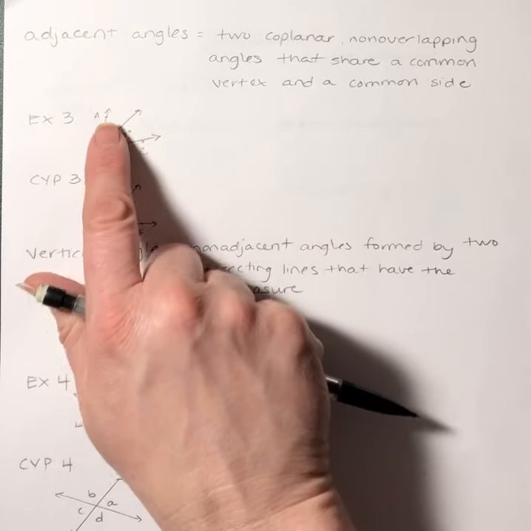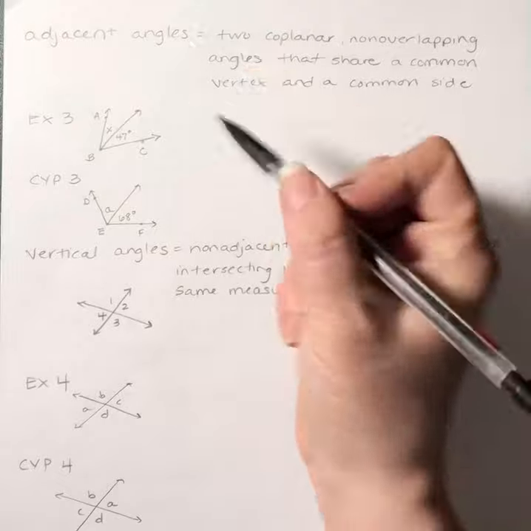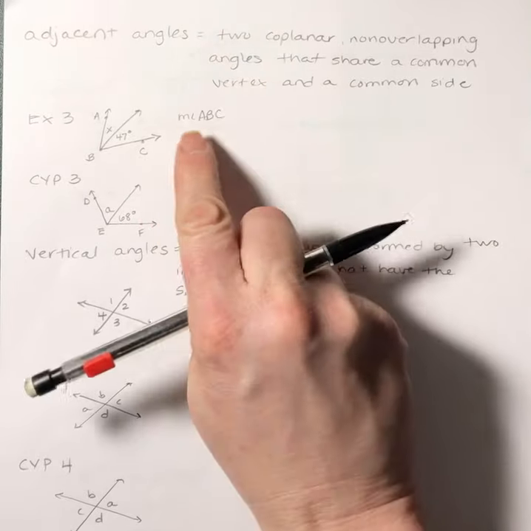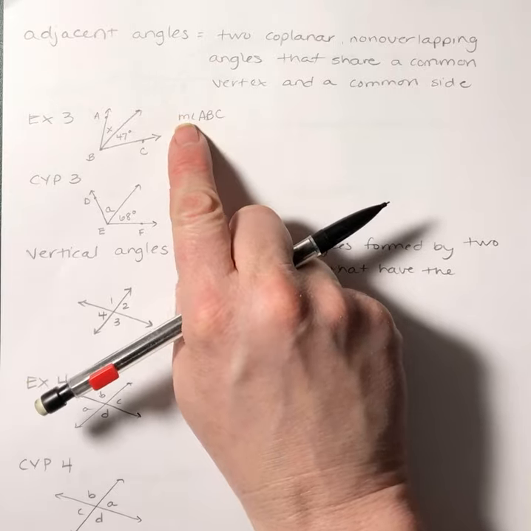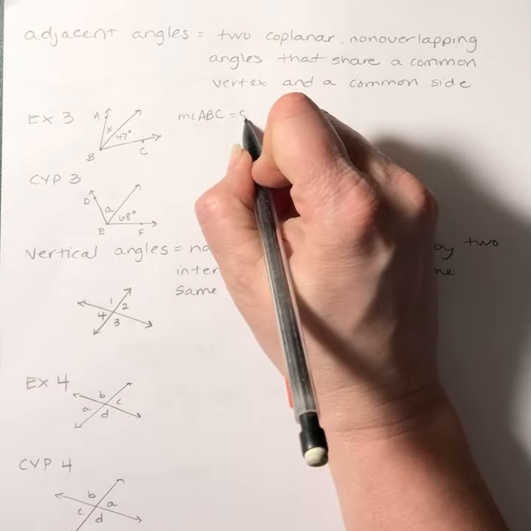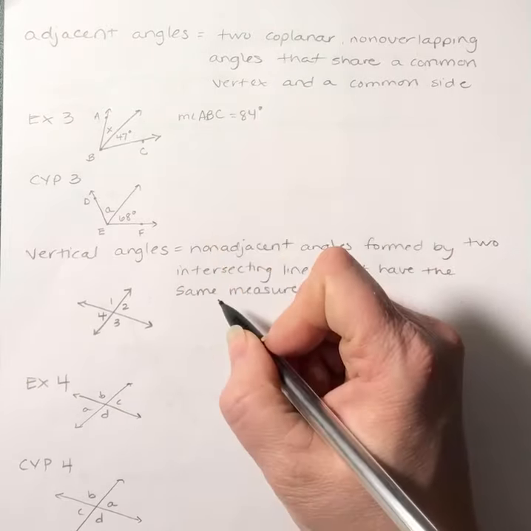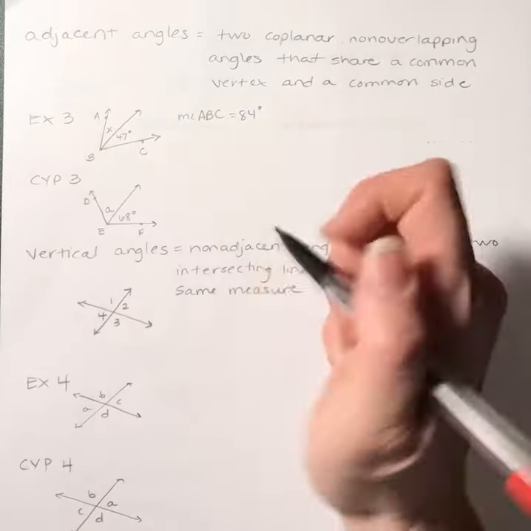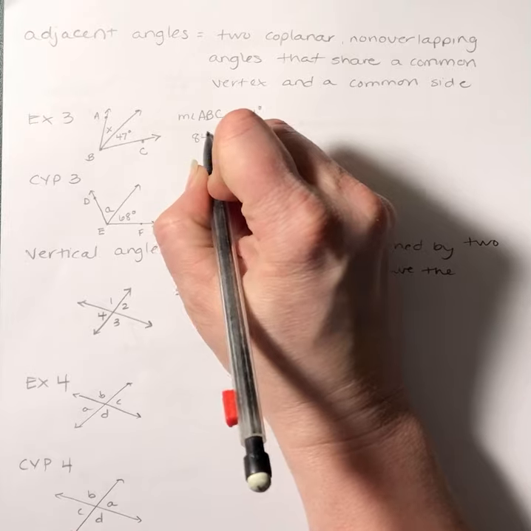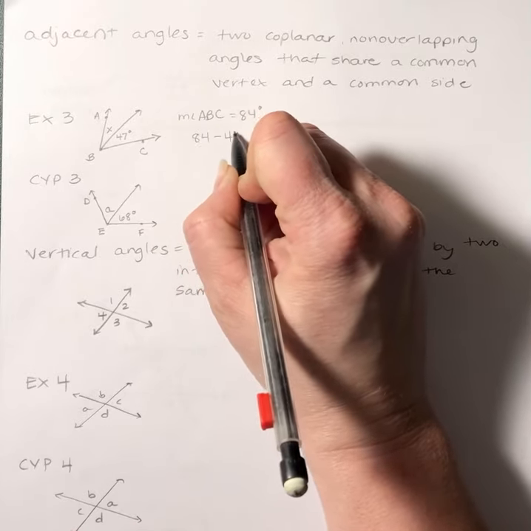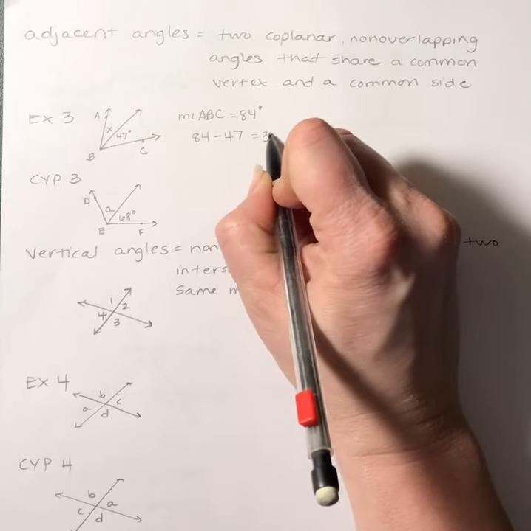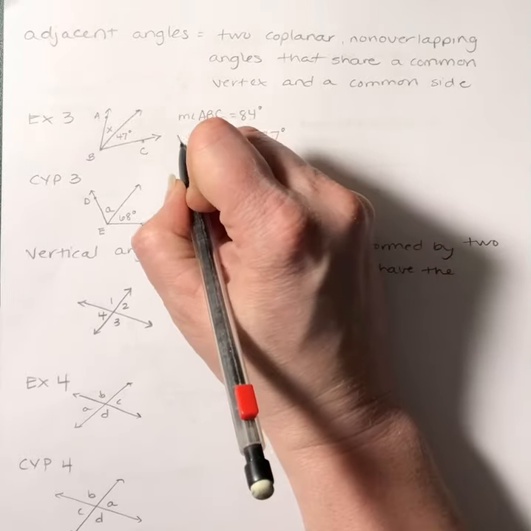So it says, given that the measure of angle ABC, and that's how you write the measure of an angle, its size, is 84 degrees, find the measure of angle X. So all you have to do is take 84 minus 47. And we're going to get 37 degrees. And I guess I should have said X equals.